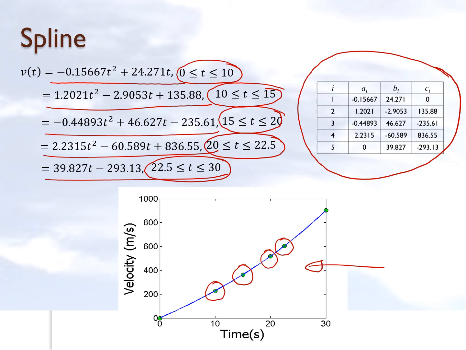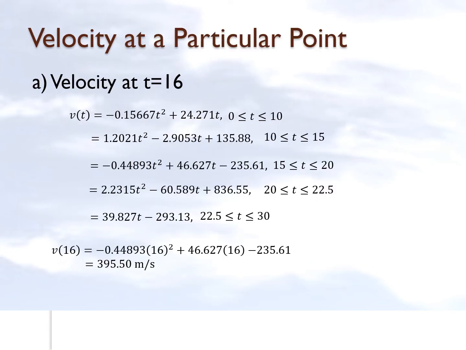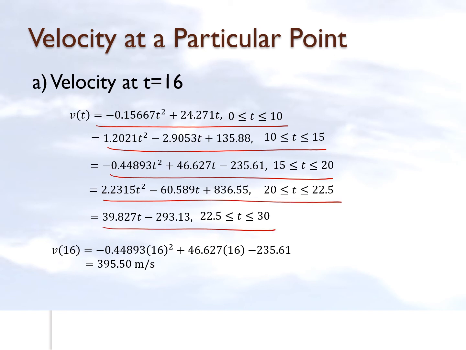Let's go and solve the problem at hand, which is finding the value of the velocity at 16. Part A of the problem was to find the velocity at t equals 16. Now we have these 5 quadratics, so we cannot just pick and choose which quadratic to use. Since it is 16, we know this is the proper quadratic, because it is valid between 15 and 20. So we take this quadratic and put t equal to 16 seconds in there to find the velocity at 16.